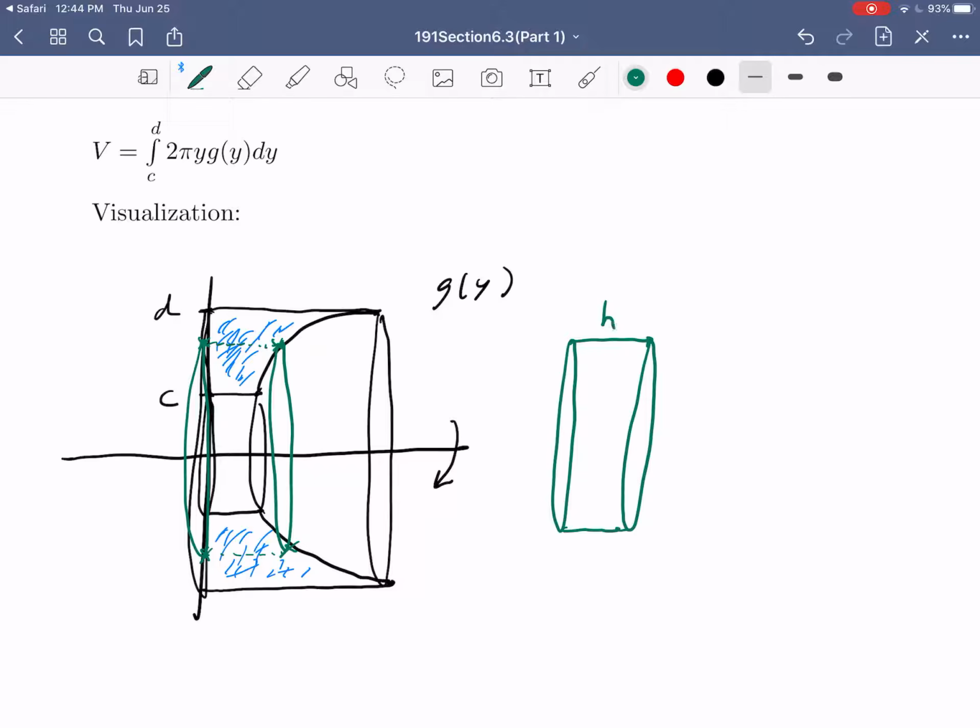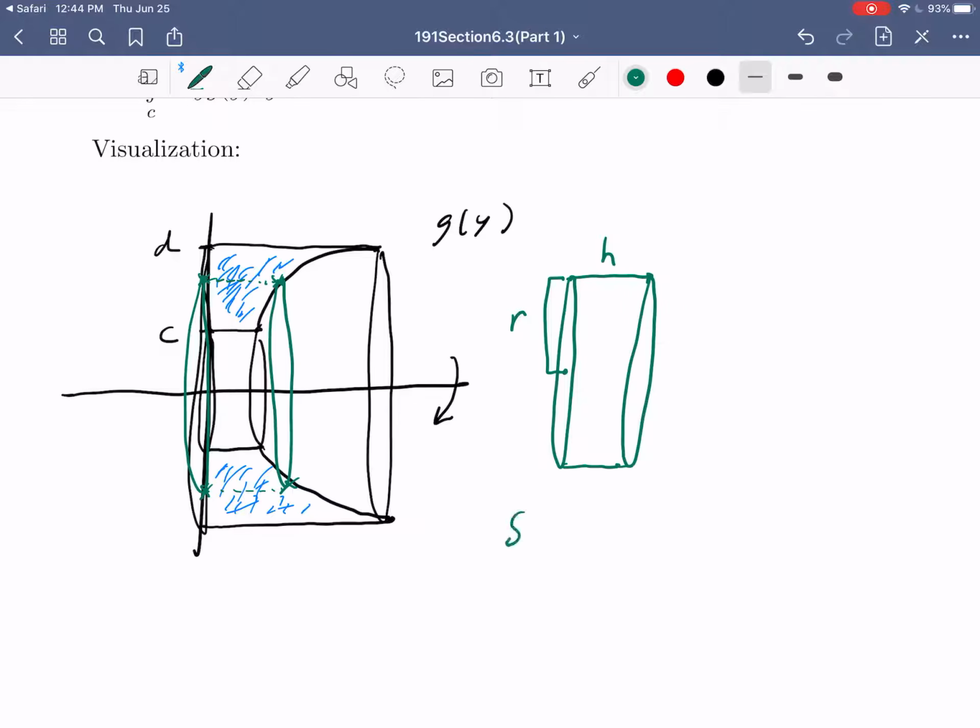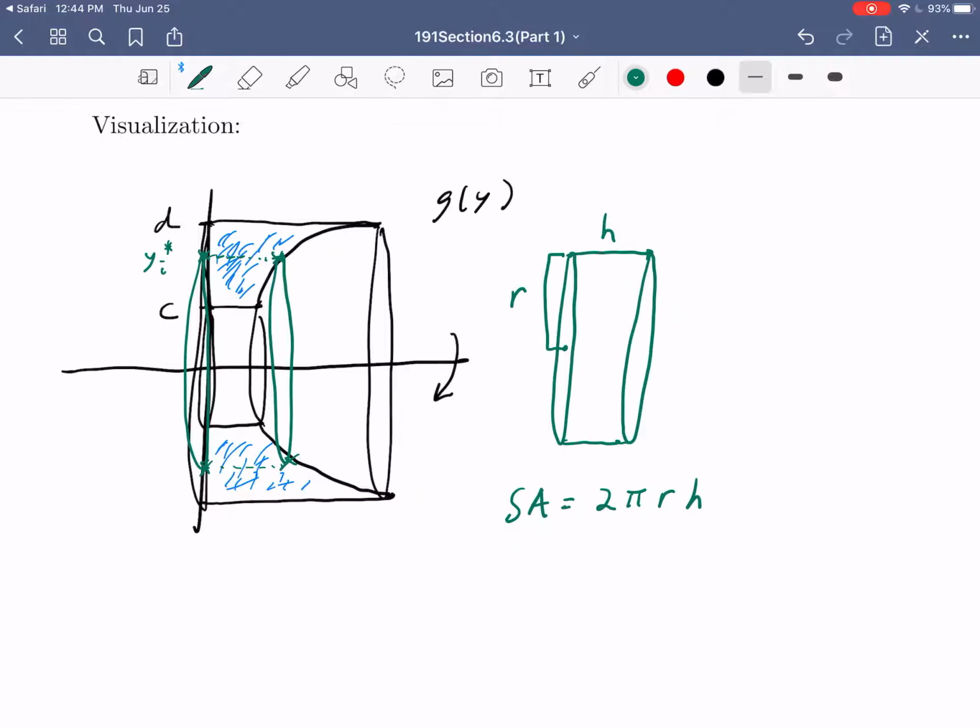This time is the height, and this distance from here to here, that is our radius. Once again, we could look at the surface area of that thing as 2 pi rh. If we choose that typical y value, yi star, well, then that radius is the measurement from here up to that yi star.